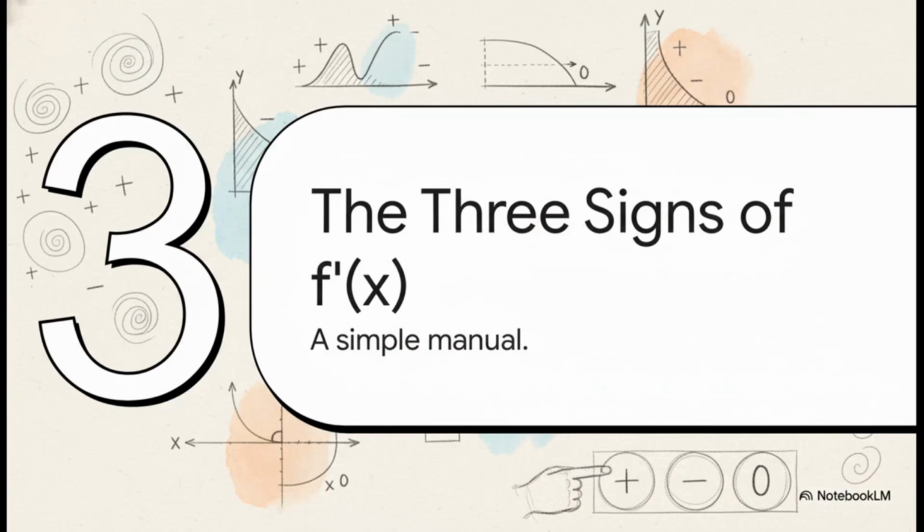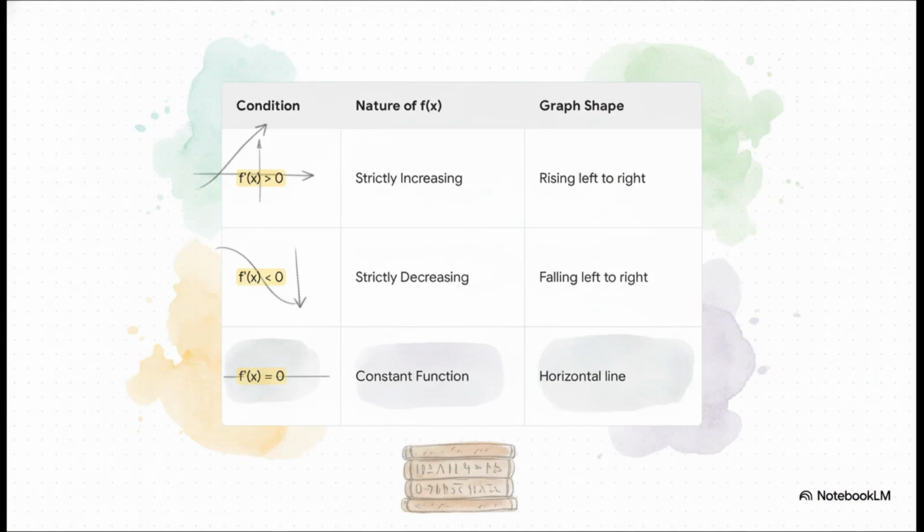It's the key to this whole business. And you know what the best part is? This incredibly powerful tool has a manual that's about as simple as it gets. All you have to do is check one thing, its sign. Is it positive, negative, or zero? That's it. This table right here, this is your cheat sheet for everything. If the derivative is positive in an interval, the function is strictly increasing there. If it's negative, it's strictly decreasing. And if it's zero, the function is flat. It's constant. It's that simple.